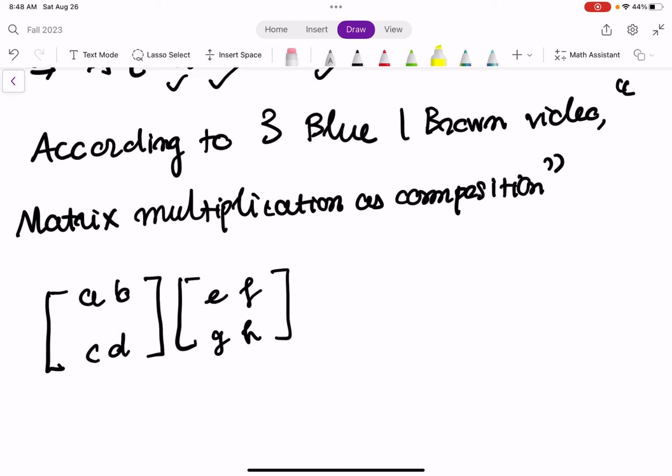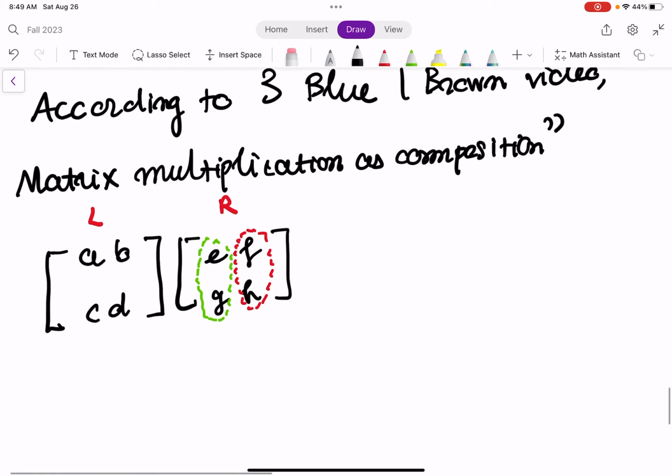The intuitive way you think about it is, let's call this the left matrix and this the right matrix. The left matrix will transform each column vector of the right matrix. So this E, G right here will be transformed by ABCD. It will do something and it will become E2, G2. Similarly, F and H get the same transformation and become F2, H2.